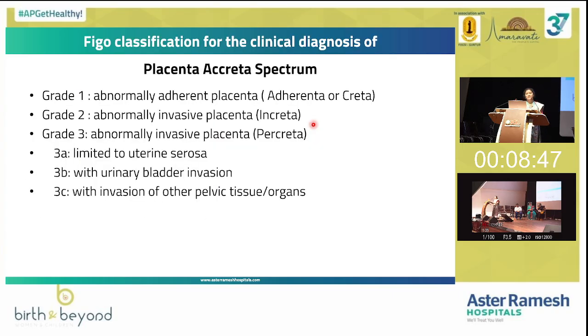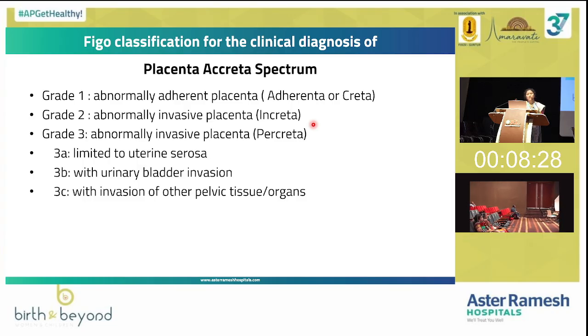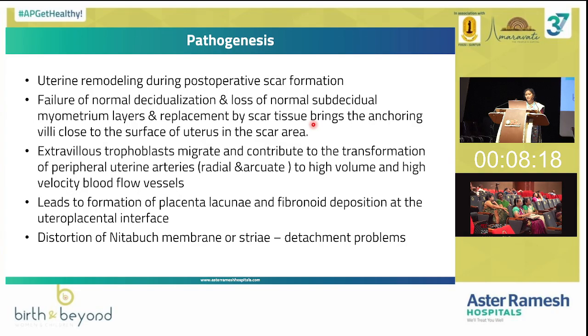In the FIGO classification, grade 1 is called placenta creta, which means it touches the myometrium but doesn't invade it. Grade 2 is invasive placenta, which enters into the myometrium. Percreta, again depending on the extent, if it is limited to the serosa, is 3A. If there is bladder invasion, it is 3B. And invasion into other pelvic tissues or organs is 3C.